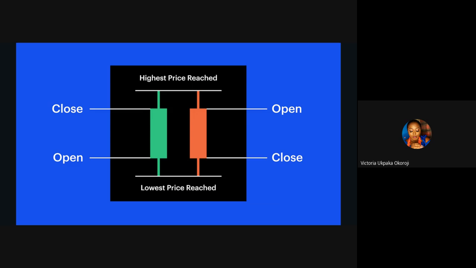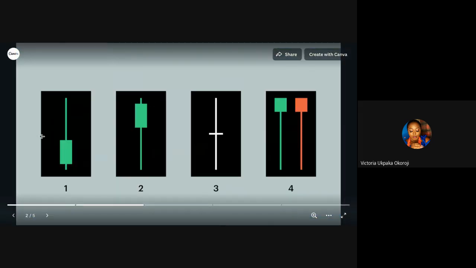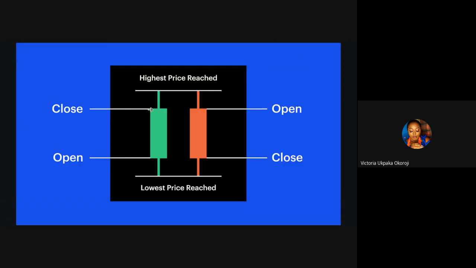Now if you look at this, the anatomy of a candlestick. This green one, when you see a candlestick like this, the lower part is where the price opened. The price opened here and began to go up. I've explained time frames before. I don't know if you remember what I explained about time frames.